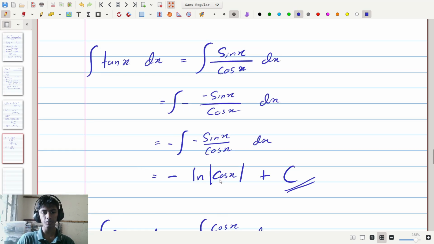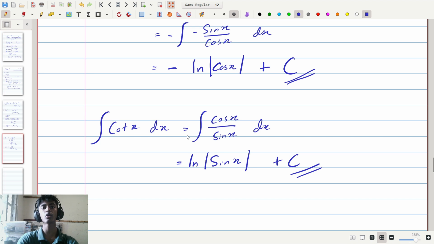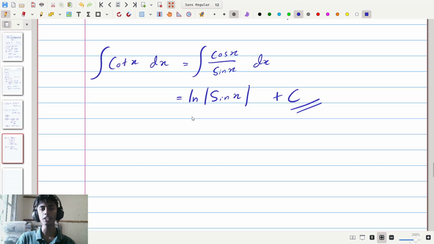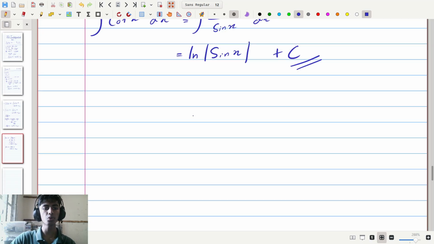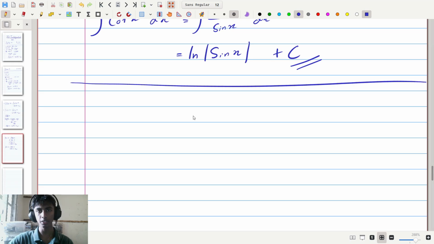For the tangent of x, its integral is negative natural logarithm of the absolute value of cosine of x plus c, and for cotangent of x, or 1 divided by the tangent of x, it is simply the natural logarithm of the absolute value of sine of x plus c. Now then, let's move on from these two into the secant of x and cosecant of x.